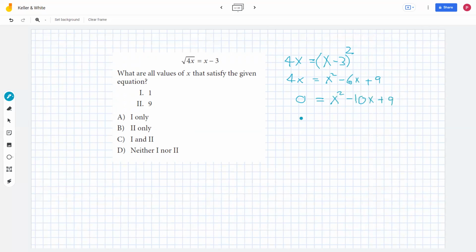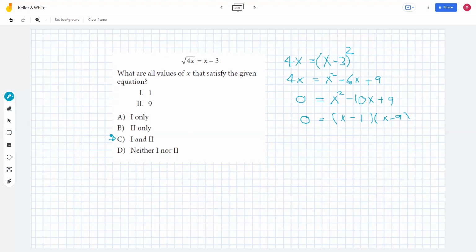And then you might notice, oh, look, this factors. Don't worry if everything I'm doing is making you nervous, because in the end, we're going to do it a better way. But yeah, this is (x minus 1)(x minus 9). Aha, 1 and 9 are both solutions, and you'd be tempted to choose C.